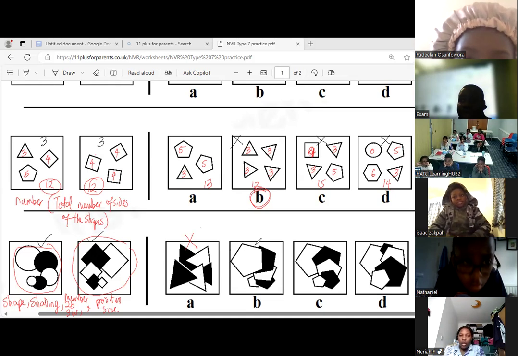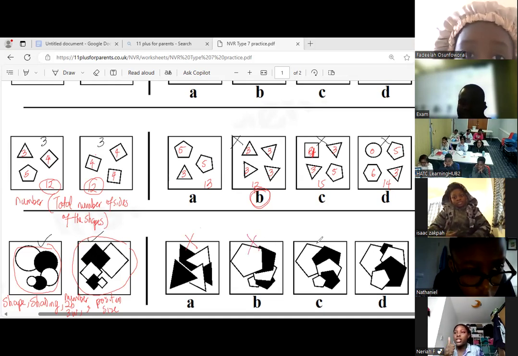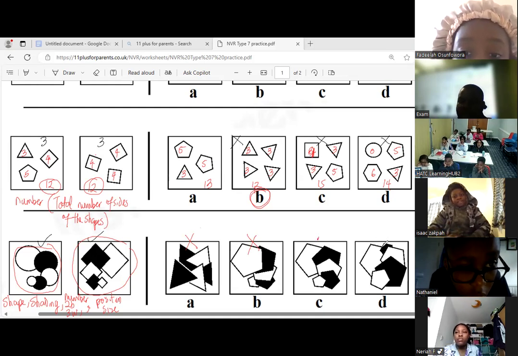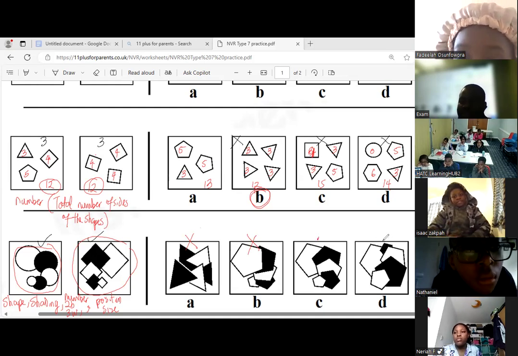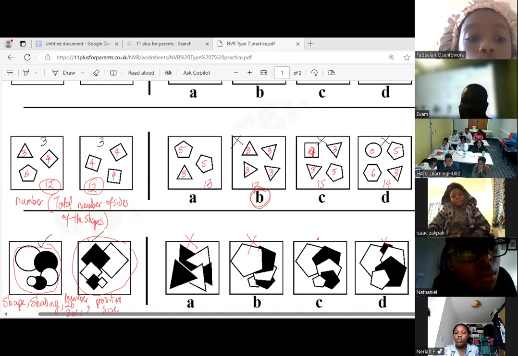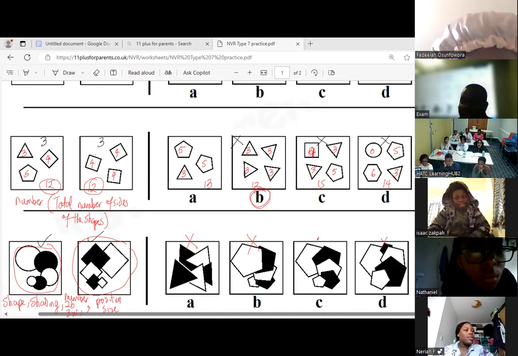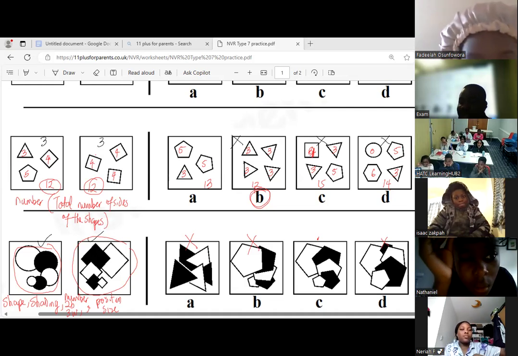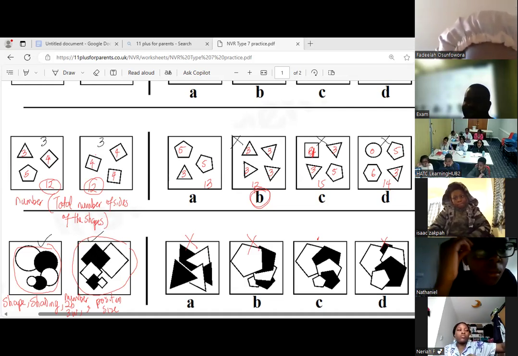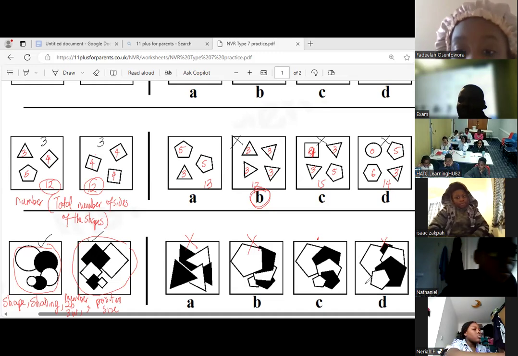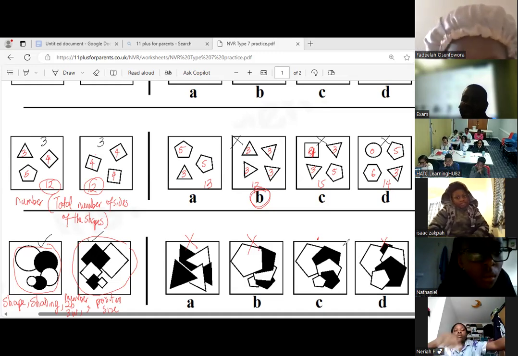Don't be shy. We are here to learn. Can the answer be C? Yes. Can the answer be D? No. How about E? No, because E has different shapes automatically: triangle, circle. Do you get where I'm coming from? So it does not follow. You see why I said what follows the rule most? Yes, Mariah.